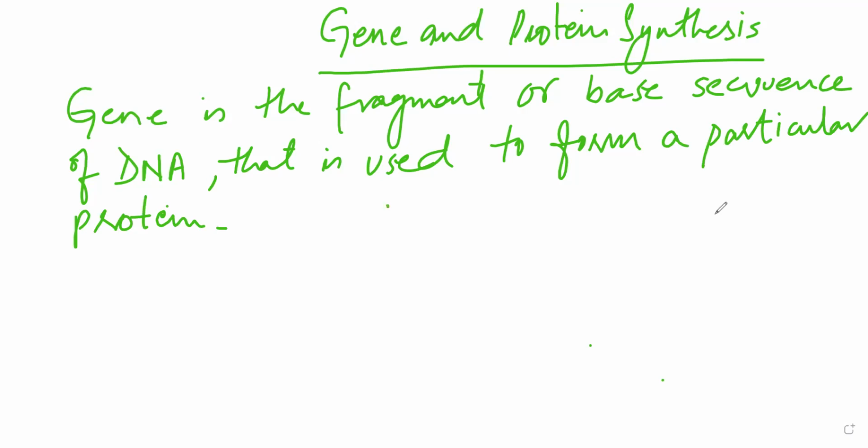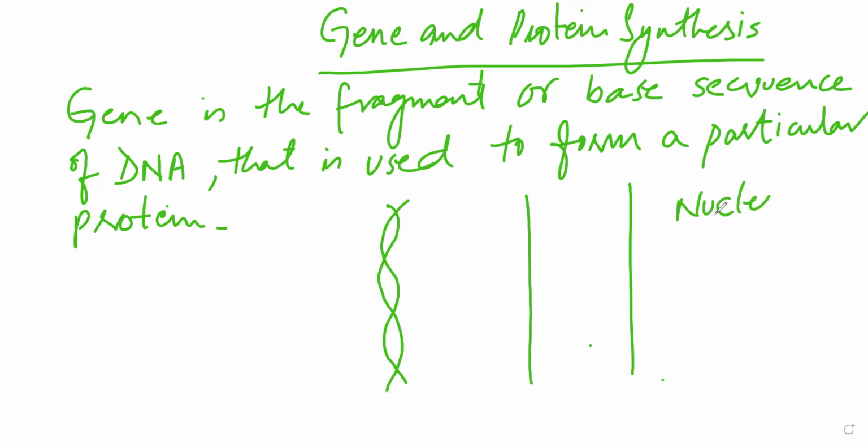Genes are present on DNA, and DNA has a double helical structure, somewhat like this. And if we open up these two strands, you know that each strand is made of nucleotides. What are nucleotides? Nucleotides are the basic unit of a DNA strand, right? And one nucleotide contains a sugar and a phosphate group.